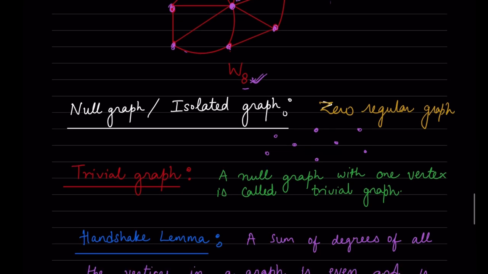Next is the trivial graph. For the definition of a trivial graph, first of all we have a null graph, meaning a zero regular graph, with one vertex, meaning only one vertex. So that graph is called a trivial graph.